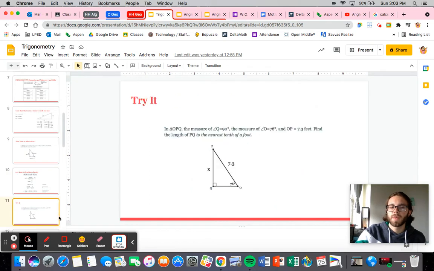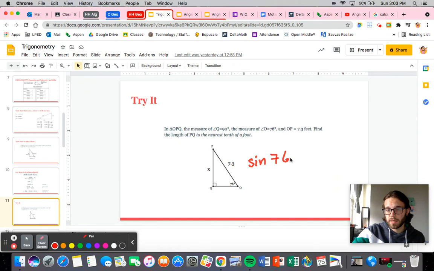All right, so if you were to do a problem like this, again, you have an angle, you have the opposite side, and you have the hypotenuse. So I have that sine of 76 is equal to x over 7.3. Now, obviously, this one does make your life easier because I don't have to divide by sine of 76. I just multiply both sides over here.